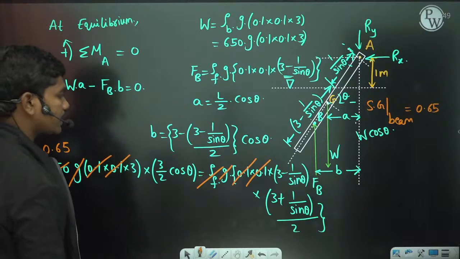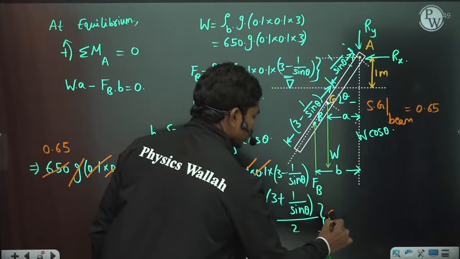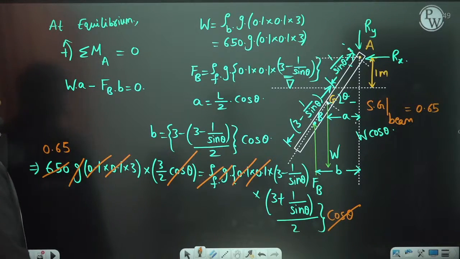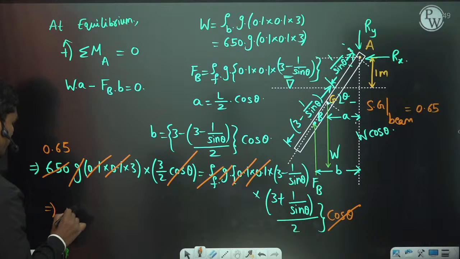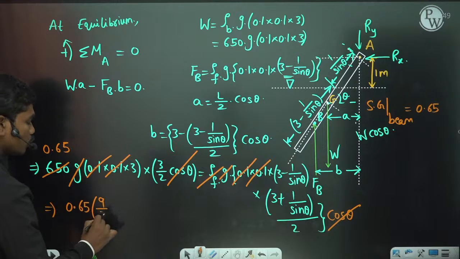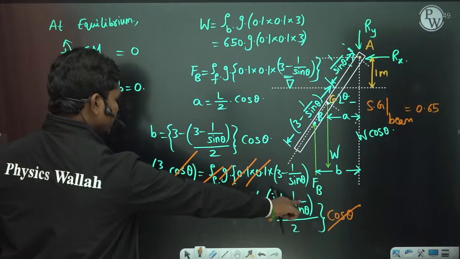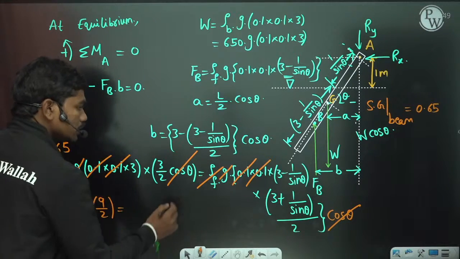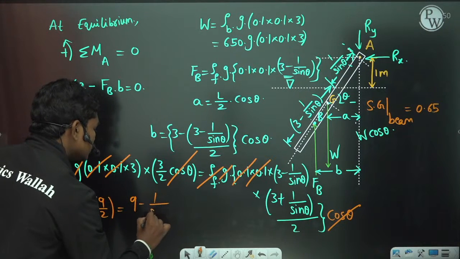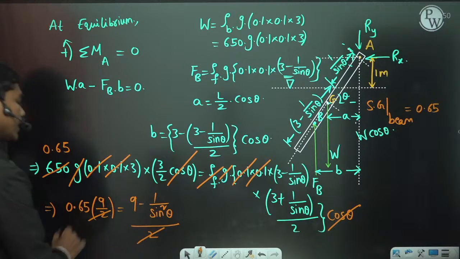Next, anything that can be cancelled more, okay, cos theta, and this cos theta also comes here, so cos theta and cos theta get cancelled out. So this implies 0.65 times 3 into 3 by 2, 9 by 2, is equal to, here if you see, 3 minus 1 by sine theta into 3 plus 1 by sine theta by 2. So A minus B into A plus B form. So 9 minus 1 by sine square theta by 2 is what you have. 2 gets cancelled here, okay.